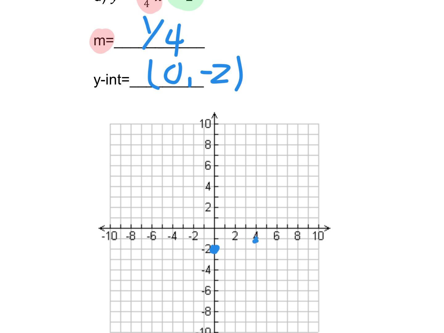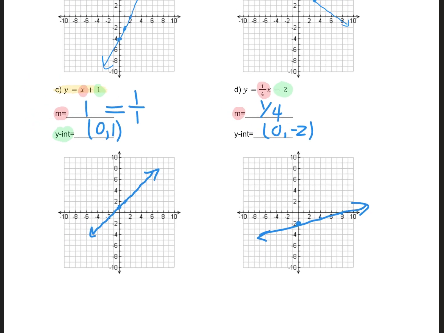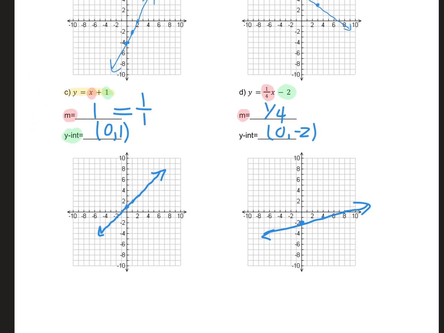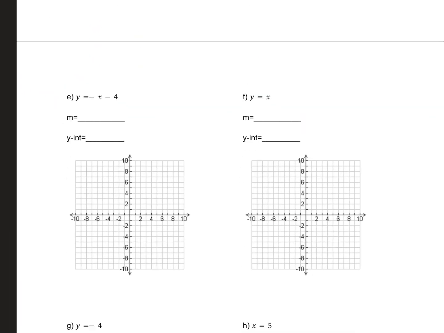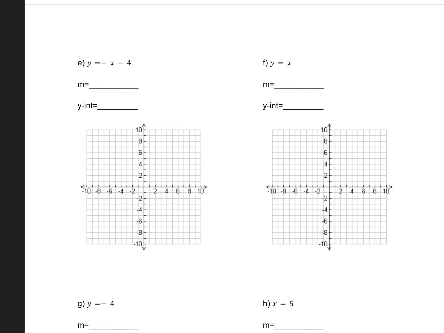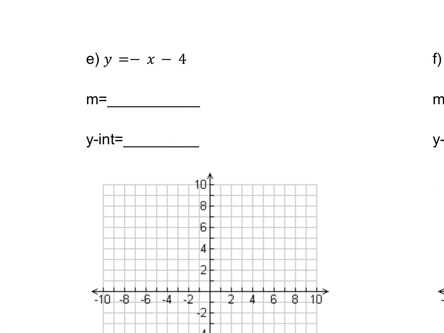And then I'll do the same thing again from this new point, up 1, right 4. And I got another point right there. And then I'm gonna try and draw a line. And as long as I kind of get it through the points, we should be good. All right, going down to the last page of this section, we have a few more graphs. Some of these are gonna be interesting. So let's look at E.